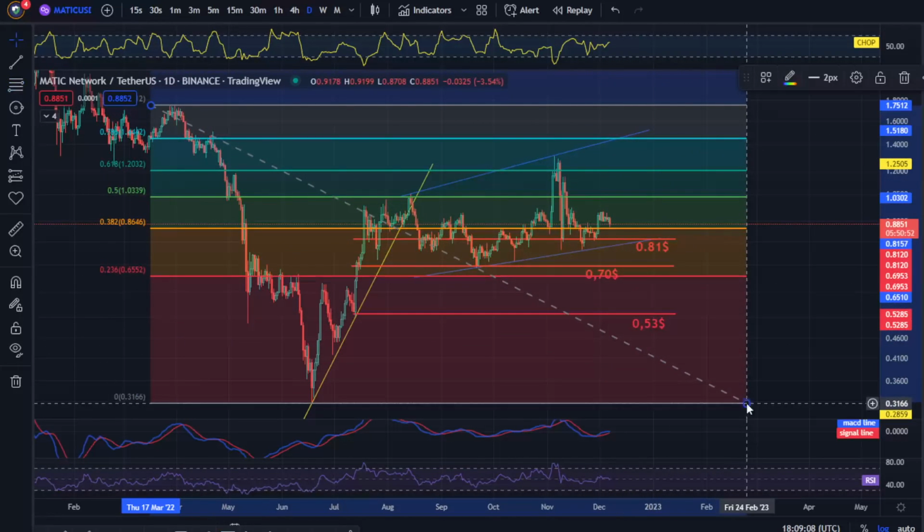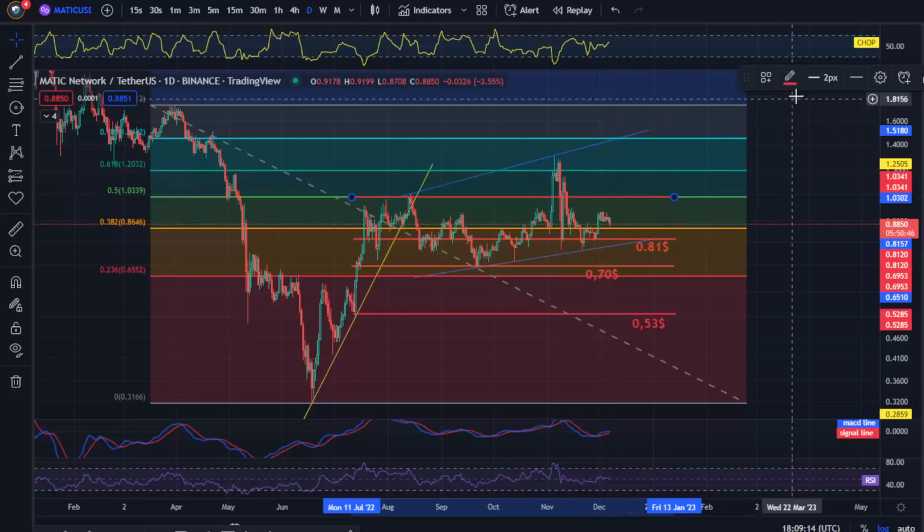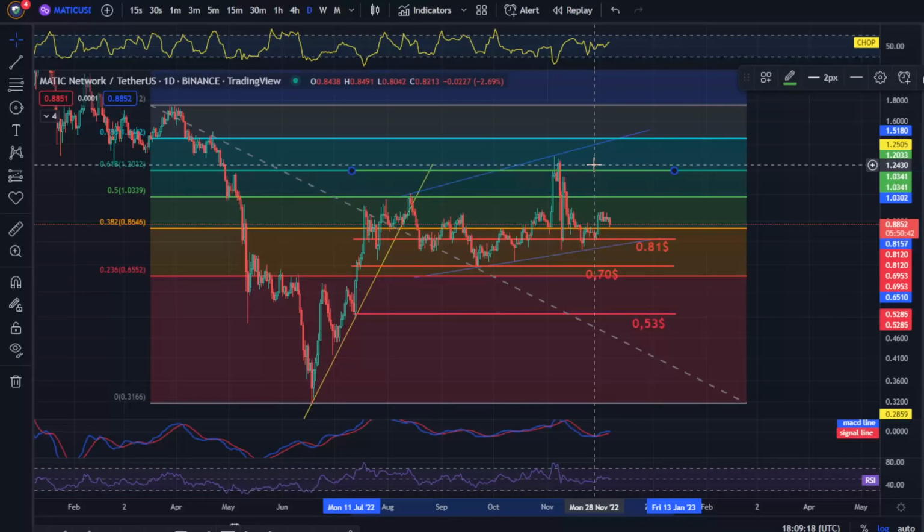Looking the other way, we will check resistance points for the price that we should take into account in the longer term. The first resistance is at $1.03, the second at $1.20 and the third at $1.45.